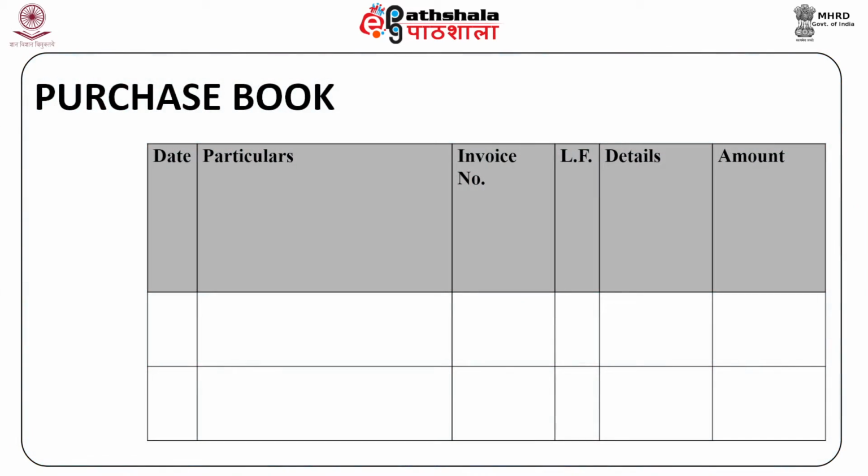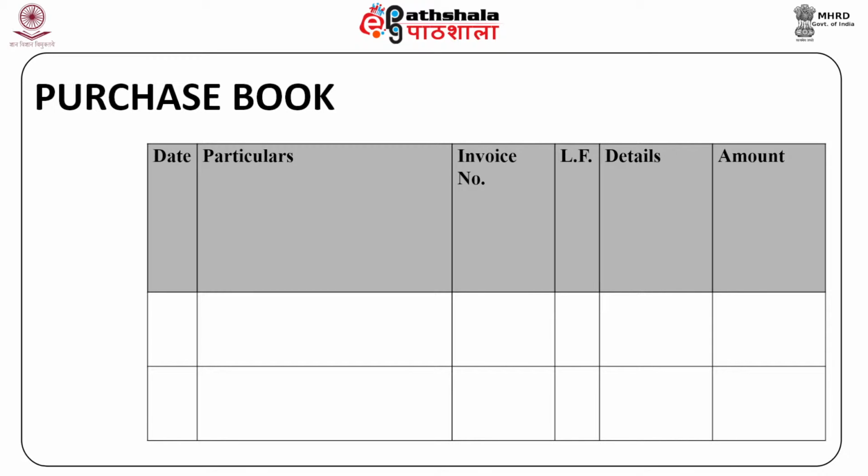Now we can discuss about the details of each column. Date. This column contains the date of transactions. Particulars, the name of the supplier, name of the articles, and quantities purchased, etc., are entered in this column. The invoice number. This column contains the invoice number of the goods purchased. Then LF, the page number of the ledger at which posting has been made, is written in this column.